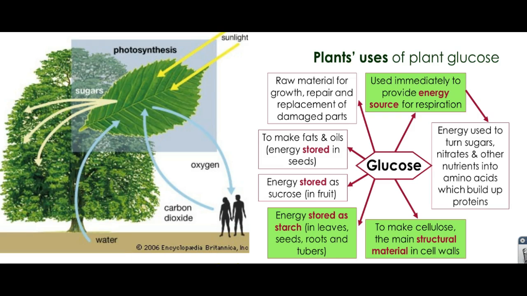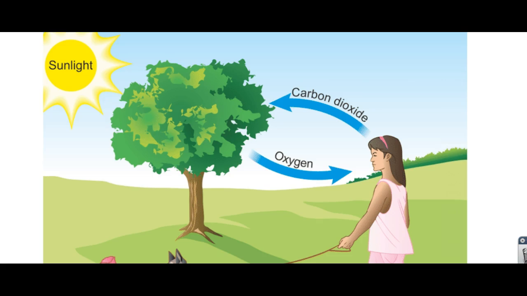The other thing that the plant makes in photosynthesis is oxygen. It's a good thing because we need oxygen to survive. We release carbon dioxide gas as we use oxygen to break down the energy in the food we eat. So we provide carbon dioxide for the plants. The plants provide oxygen for us.